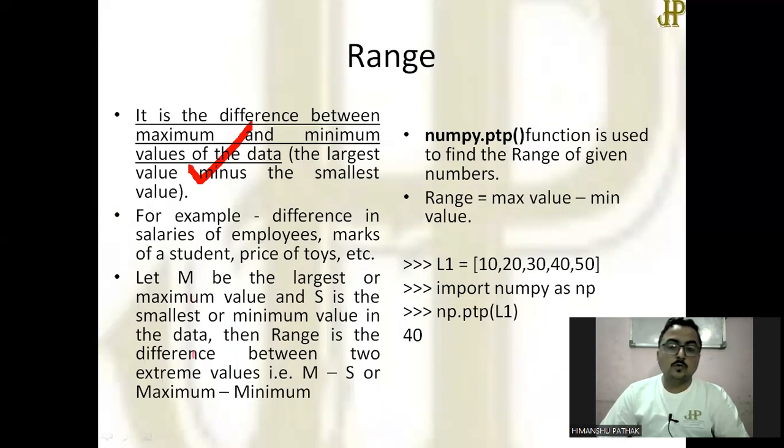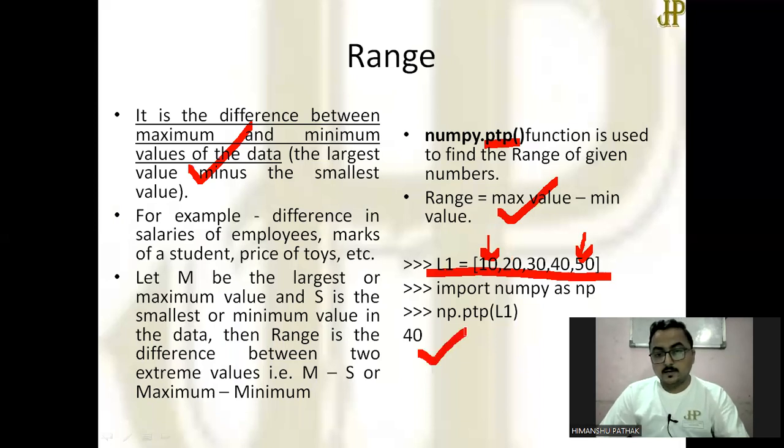So how is it done? With the help of the PTP function, peak to peak. This will give you the range of the given numbers: maximum value minus minimum value. Here you will see the list. There are 5 elements; the minimum value is 10 and the maximum value is 50. So 50 minus 10, that is 40, will be printed. Clear?